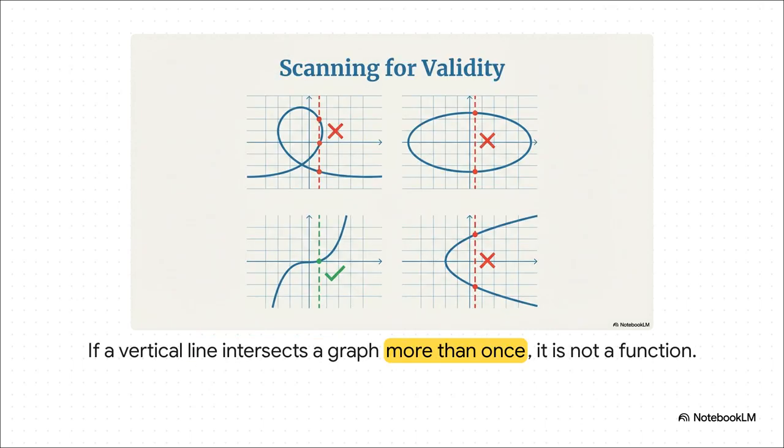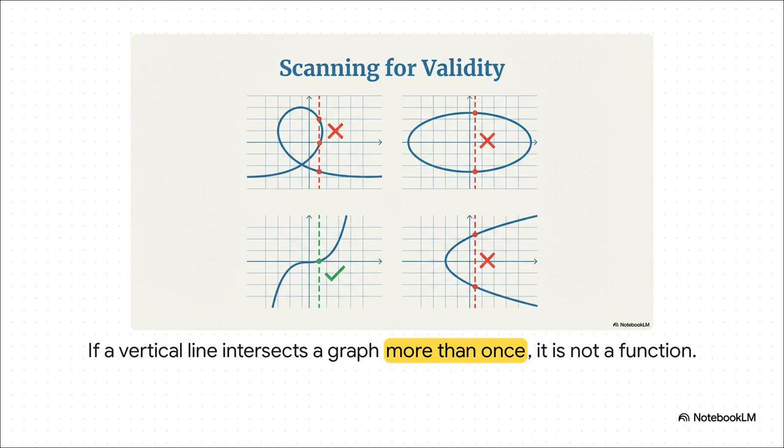Let's actually try it out on these examples. Look at the top left graph. Whoop! A vertical line hits it twice. Fails the test. The oval on the top right fails again. And that sideways parabola on the bottom right, it also fails. Why? Because in every single one of those cases, a vertical line hitting 2 points means that one x value, our input, has two different y values, our outputs, and that's the one rule a function can't break.